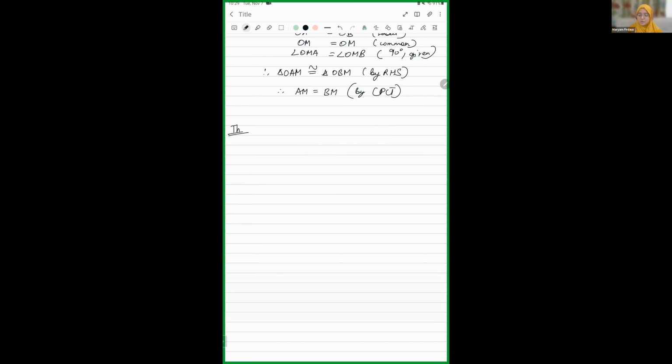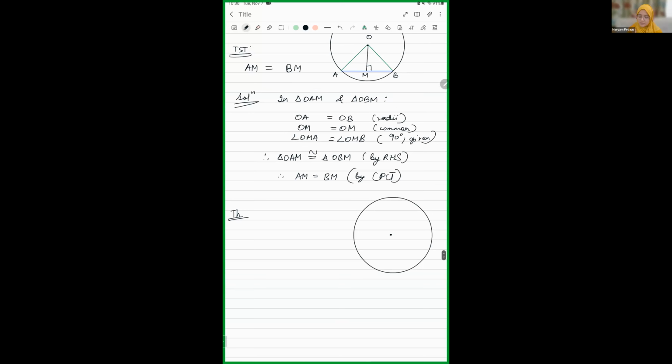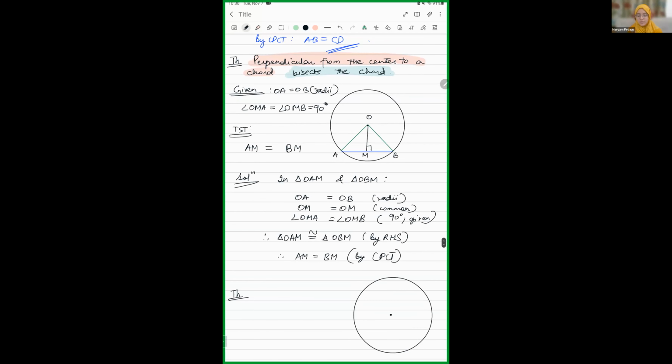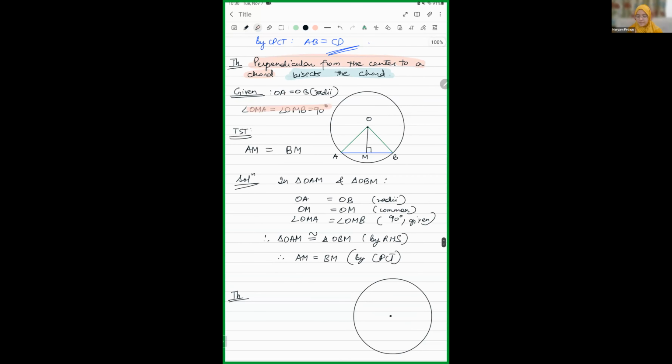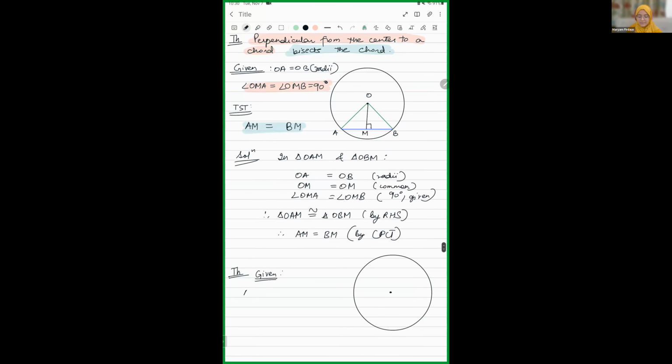So the converse of this theorem is, and we're going to do it quickly because we don't have much time left for today's class. So this theorem said perpendicular from center to chord bisects the chord. So what was given? Given was perpendicular, and to show was the fact that they are bisected. Now over here we're going to have the opposite. We're going to have given that the chord is being bisected, meaning given that AM is equal to BM.